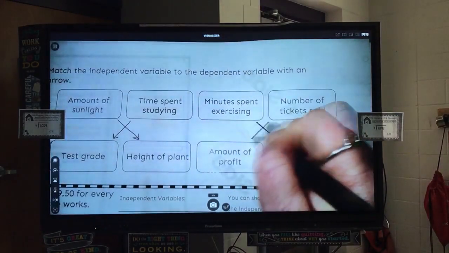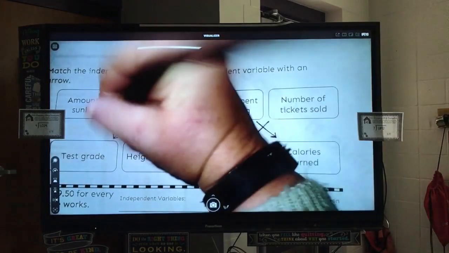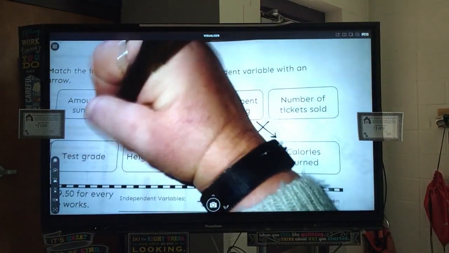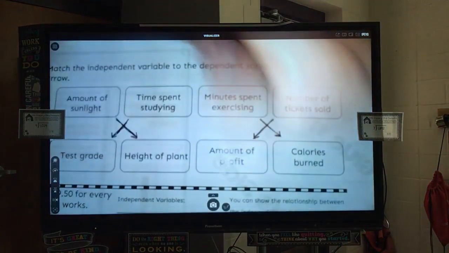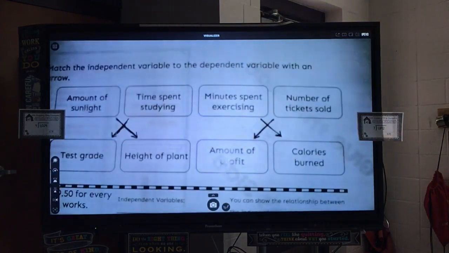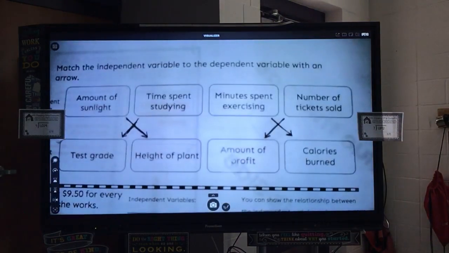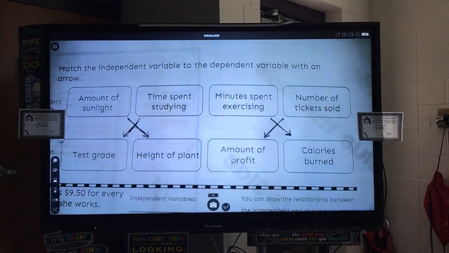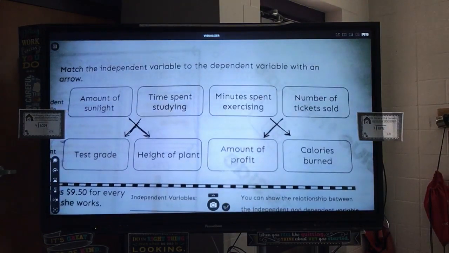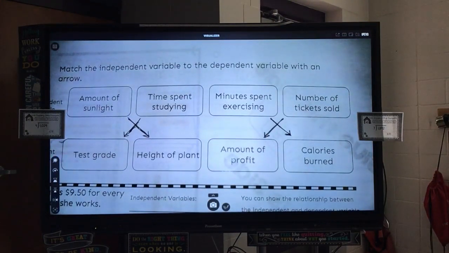Now, when I learned about independent dependent variables, my teacher explained it to me like this. And it just kind of always stuck with me. And he just made it super simple. He said the amount of sunlight determines the height of the plant.